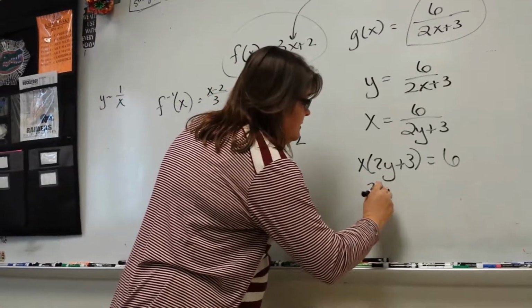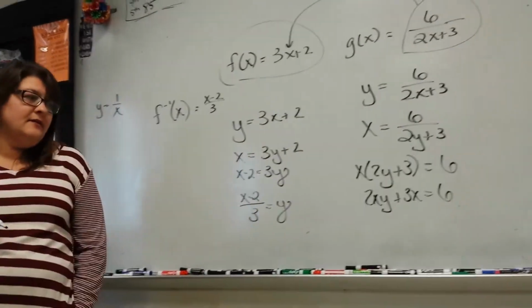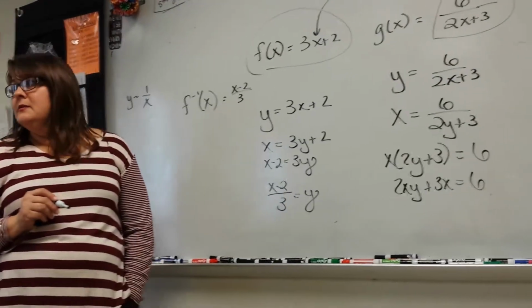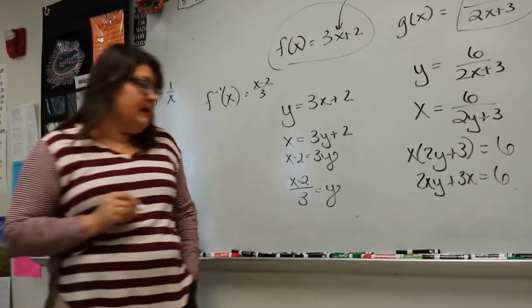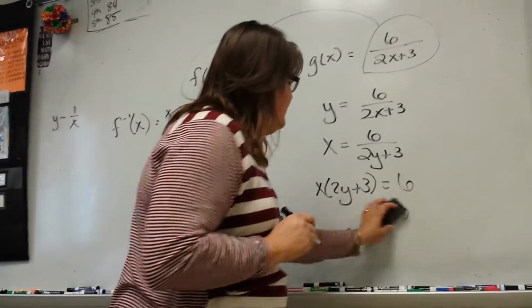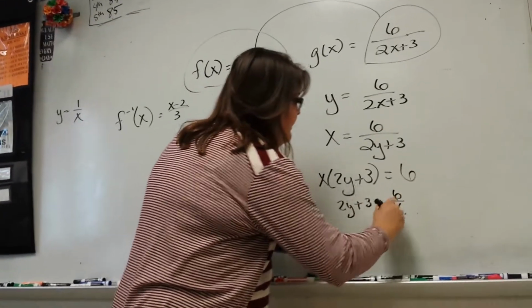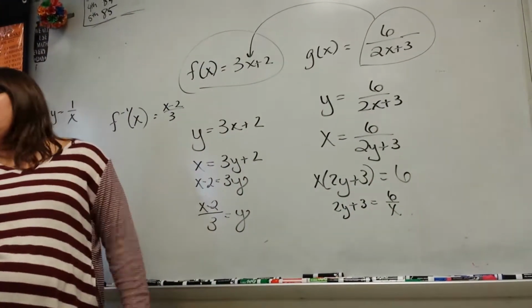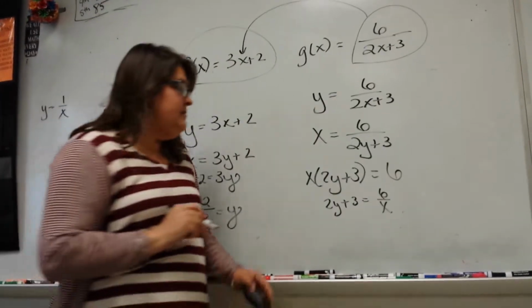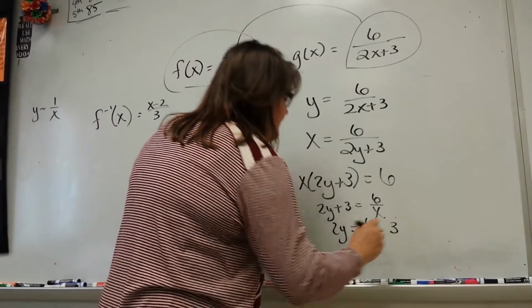2xy plus 3x equals 6. Subtract 3x. Divide by x. Or divide by x first, if you want to, to make life easier. Divide everything by x. So we've got 2y plus 3 equals 6 over x. It gives you the same result. Subtract 3, so 2y equals 6 over x minus 3.